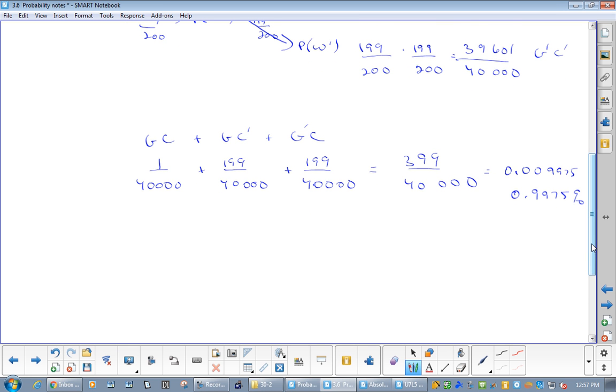Now, there's another way to do this one, and that's by using the complement. What is the opposite of winning at least one? Winning nothing. So if you go 1 minus lose both, that is 1 minus, okay, losing both is 39601 over 40,000, and that gives you the same answer, 0.009975.